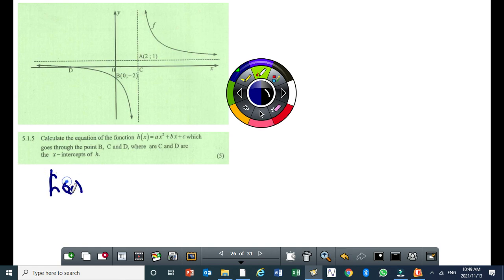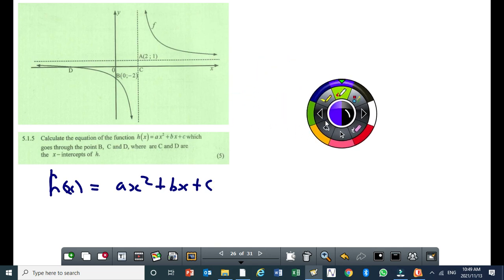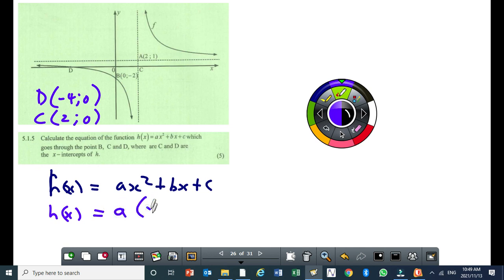h of x is equal to ax squared plus bx plus c. Since I have my x-intercepts, let me just write down my coordinates first. My coordinates for D are x is minus 4, y is 0. I need those for the x. Then the coordinates of C: x is going to be 2, y is going to be 0. So I have to write this in x-intercept form. So it will be a times x minus x1 and x minus x2. Then where there is h of x, I'll put the value of y at B, which is negative 2. The value of x there is 0.